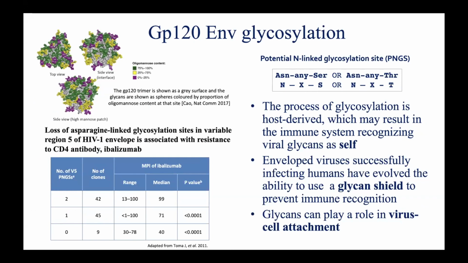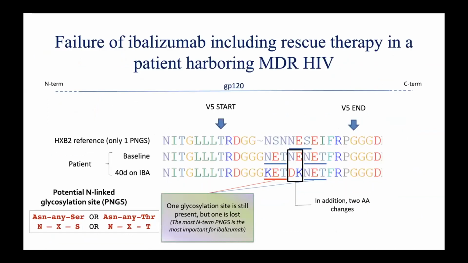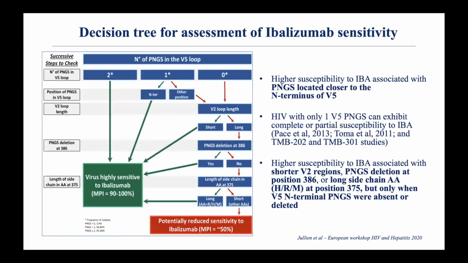And we know that losing some asparagine-linked glycosylation leads to less activity of ibalizumab. And so here is just an example that indeed the patients that failed ibalizumab develop resistance, but also you can see here they lost one glycosylation site, and particularly one closer to the N-terminal part of the GP120 that seems to play a major role in resistance.